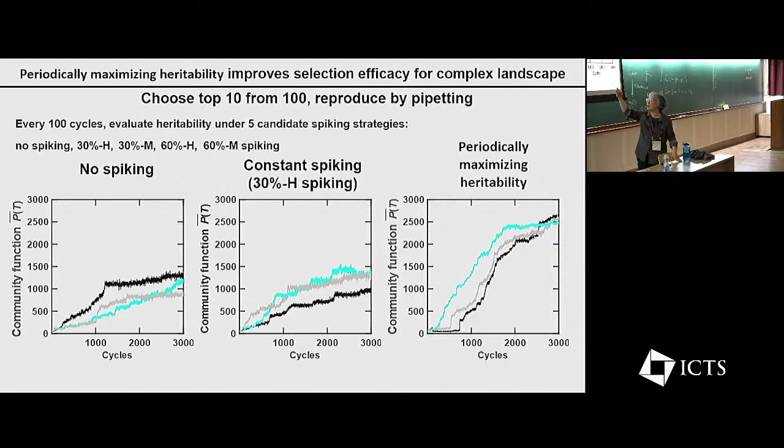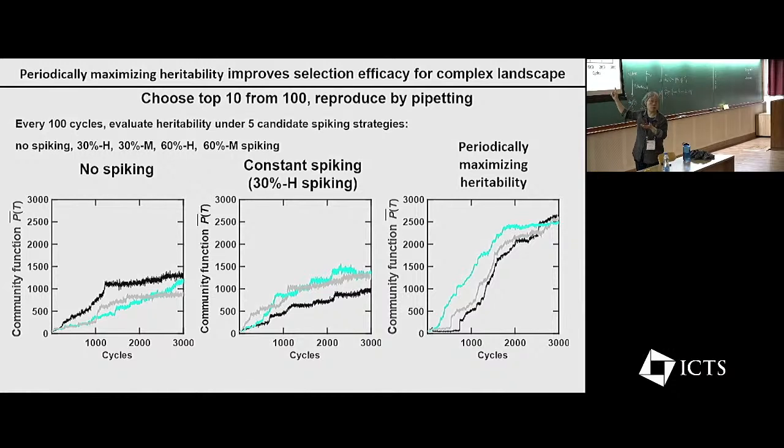If I was using no spiking, and suddenly I see that 30% H spiking is better, I will switch to that strategy and continue for another 100 cycles. And then I retest. There are different ways of doing that. You can say, well, I will continue this method until progress is stalled. If it's not improving, then I can try this.